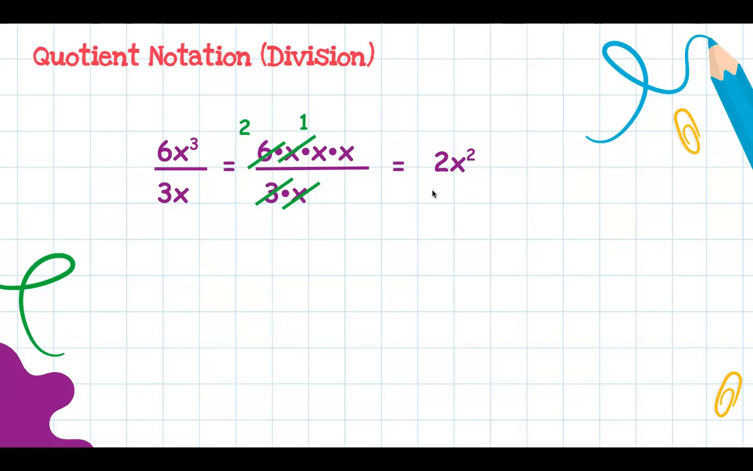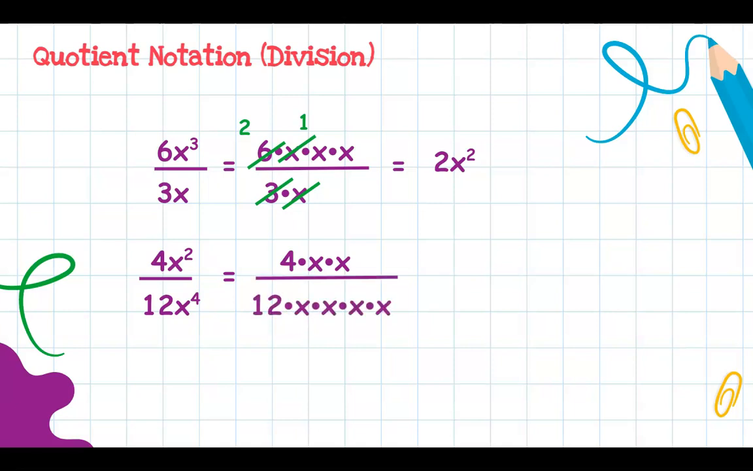Okay, another example, and this will be the last example. We only have 2 examples here. 4x squared divided by 12x to the 4th. Same thing that I had done in the first example, I'm going to expand it or make it longer. So 4x squared is 4 times x divided by 12x times x times x times x.